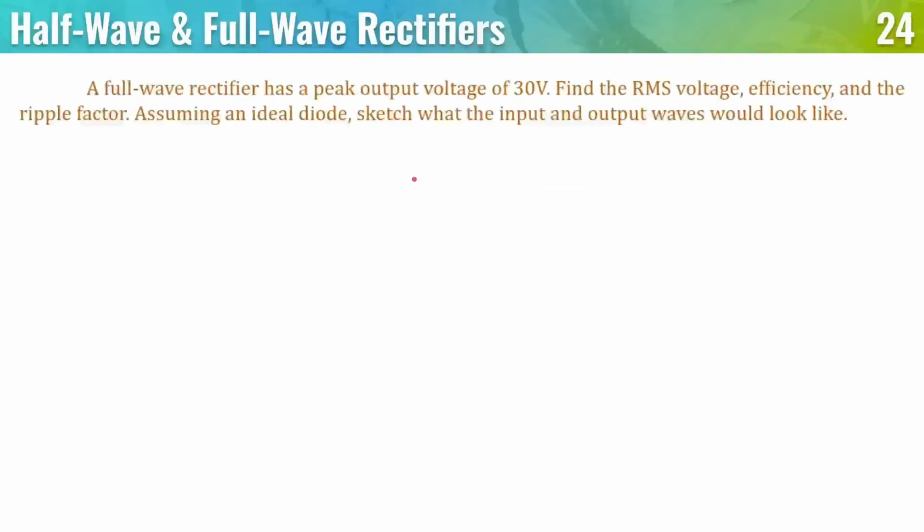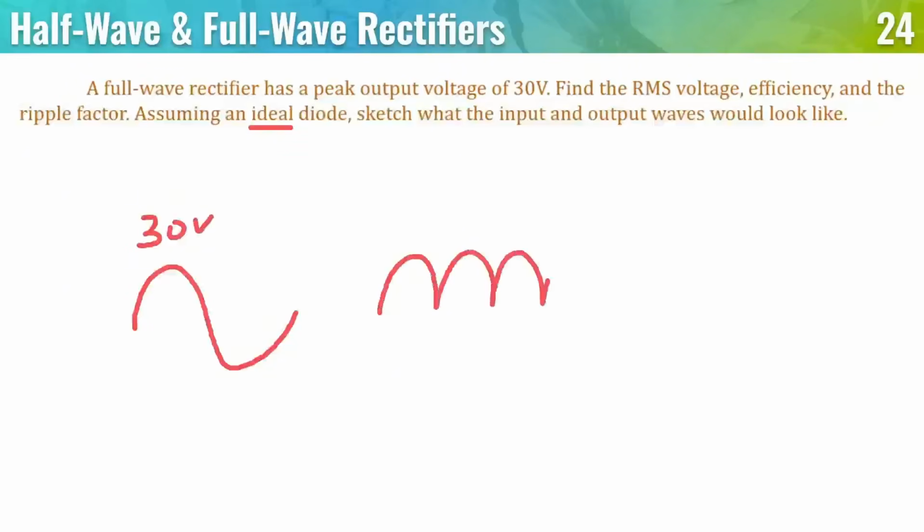So next, a full wave rectifier has a peak output voltage of 30 volts. Find the RMS voltage, efficiency, and the ripple factor. So assuming an ideal diode again, sketch what the input and output waves would look like. So we have 30 volts as the peak voltage. And we also have 30 volts as the peak voltage here. 0 volts as the baseline. And negative 30 volts for the negative side.